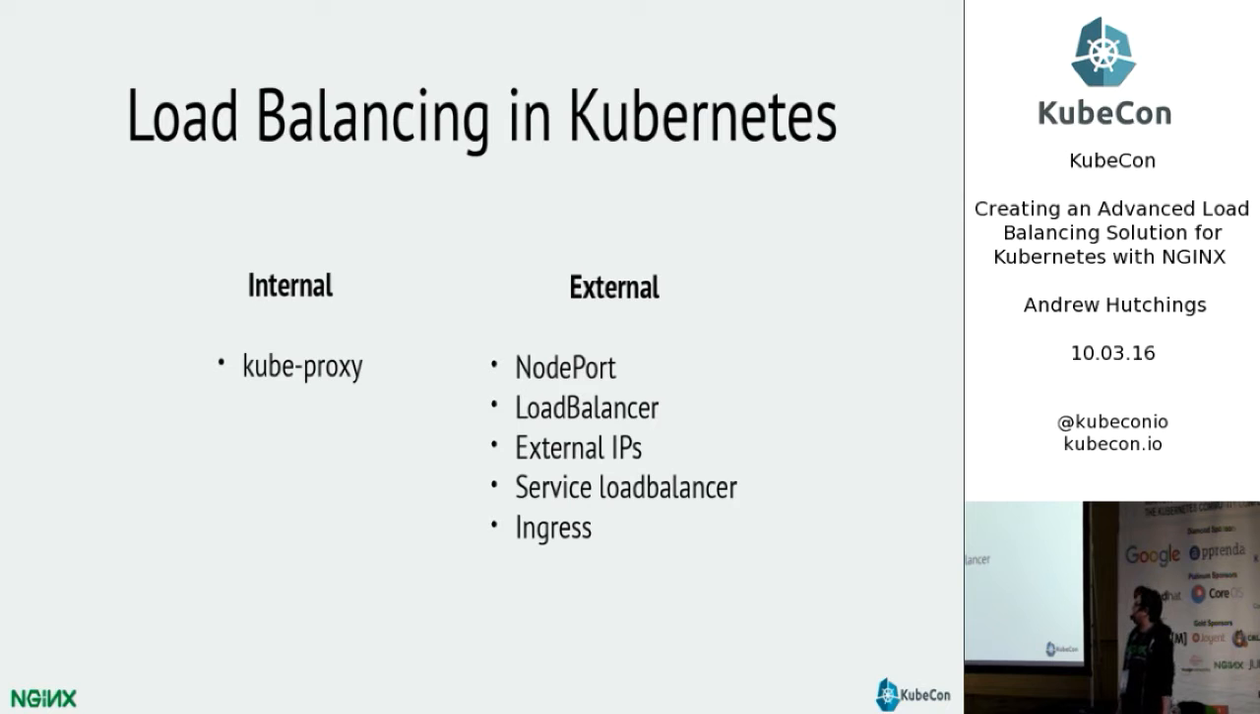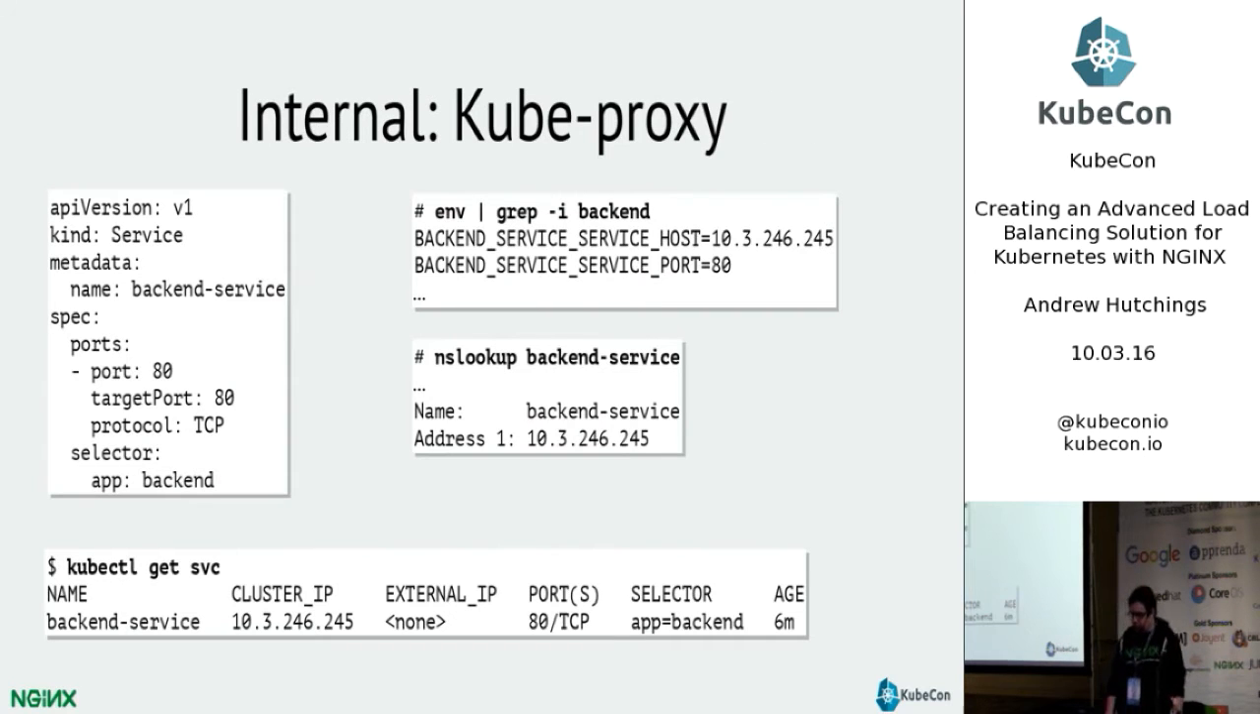So as far as load balancing in Kubernetes goes, there's really internal, which is kube-proxy, and external, which has several different variants available: node port, load balancer, external IP, service load balancer, and Ingress. And I'll focus more on Ingress in particular. So kube-proxy, you probably already know about, but every service gets an internal IP. Your application can get the IP from an environment variable or DNS, and that's basically how you set it up.